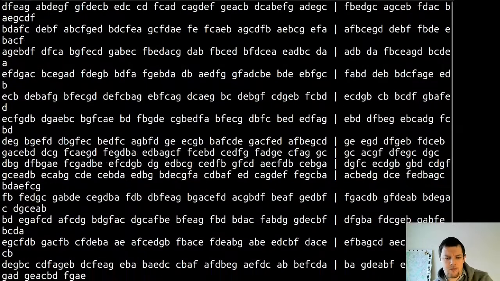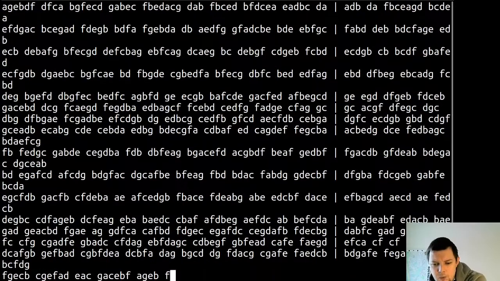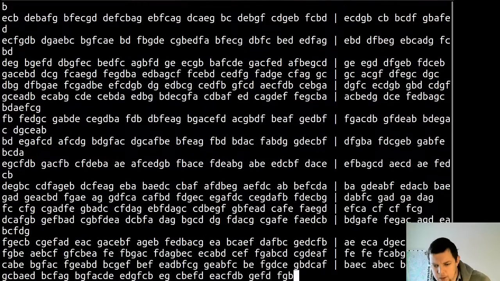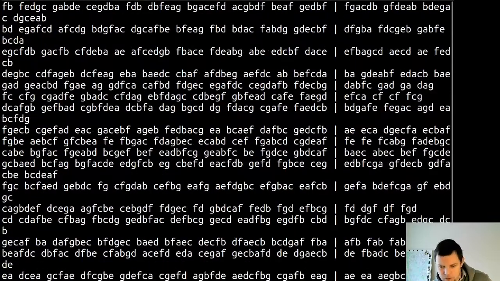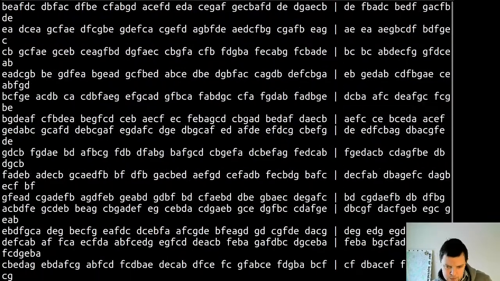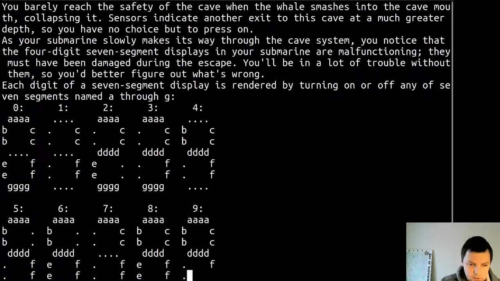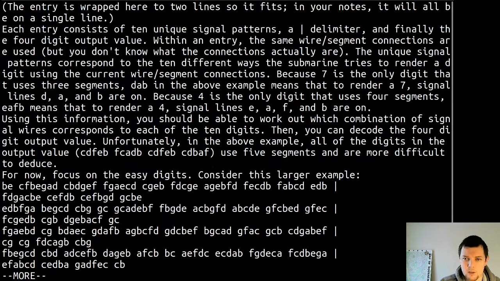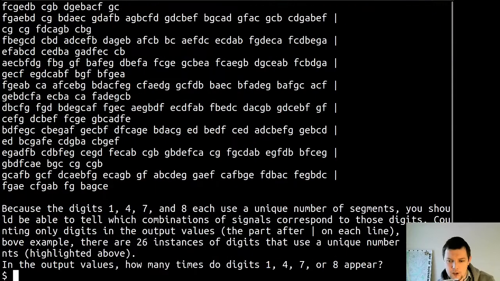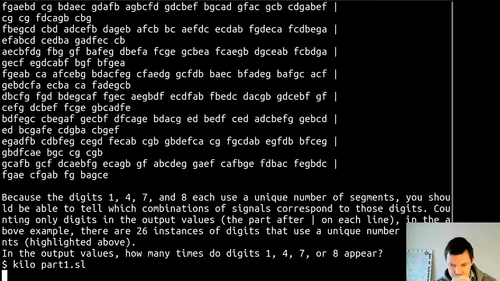Oh, interestingly, in the first part of the line, there's always the same number of wires switched on. I don't recall seeing what the pipe symbol is for. So the bit after the pipe is the 4-digit output value. Counting only digits in the output values, how many times do digits 1, 4, 7 and 8 appear? It's a good job I reread that.